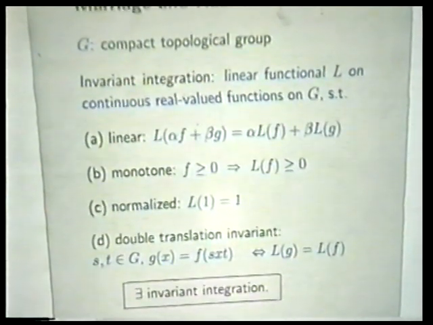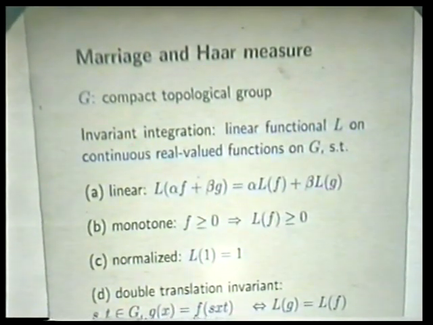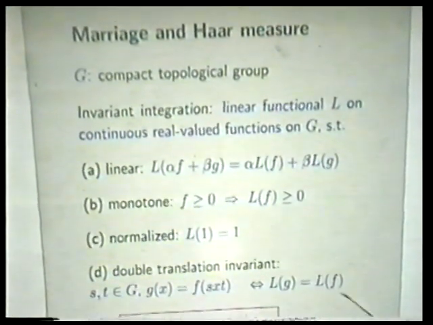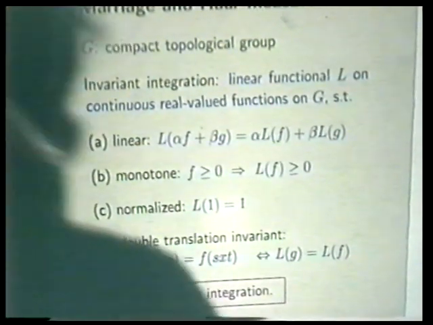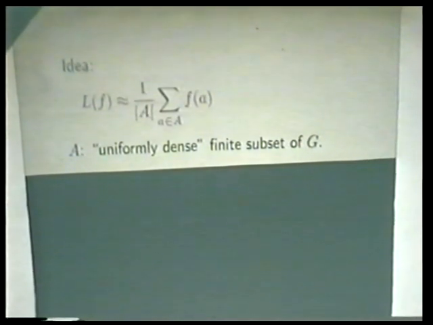What I would like to show you is that there is an argument which is very natural, and at some point there is a discrete theorem which really carries the weight. So let me try to describe it to you. So it's normalized, and it's translation invariant from both sides. And of course, the idea is that we would like to define the integral of f as an average of values of f over A, where A is a sort of uniformly dense finite subset of G.